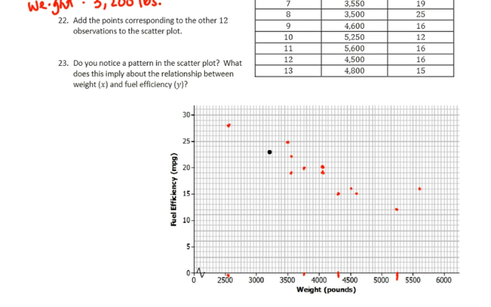So this is the scatter plot. There should be 13 dots. 1, 2, 3, 4, 5, 6, 7, 8, 9, 10, 11, 12, 13. Make sure you have them all.